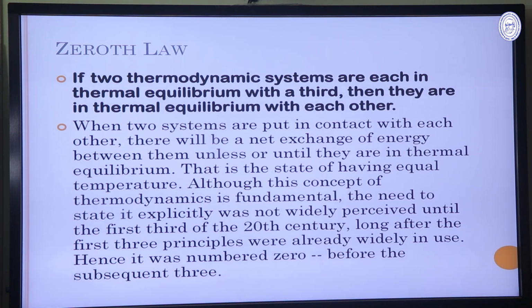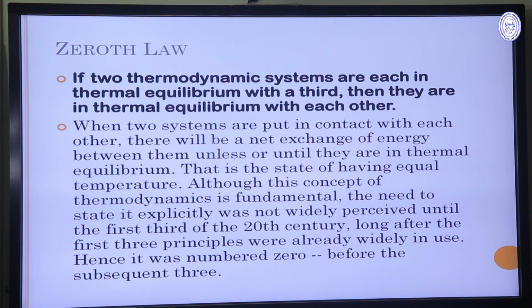So no matter what the difference in temperature between the bodies is, if two of them are in equilibrium with each other, then definitely they will be in equilibrium with the third body. Although this concept of thermodynamics is very fundamental, it needed to be stated explicitly, and this was not widely perceived until the first third of the 20th century, long after the first three principles were already widely in use. Only then was this zeroth law framed. That is why it has been named the zeroth law.